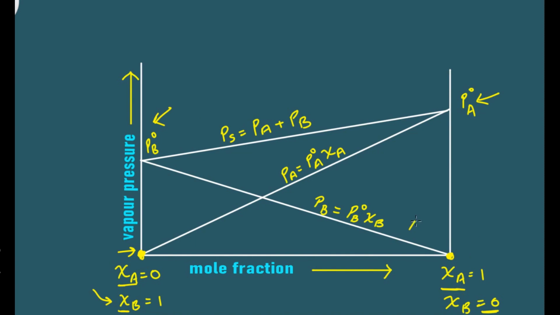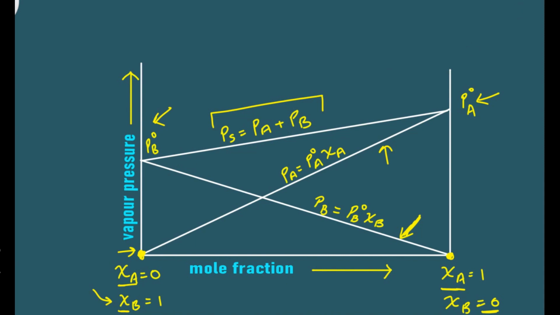Now this particular line shows the Raoult's law followed by component B, and this line shows the Raoult's law followed by component A, and this is the line that shows Raoult's law followed by the solution after mixing A and B. This is the simplest graph for ideal solutions. Now we will make some changes when we study non-ideal solutions. I hope you understood what ideal solutions are.